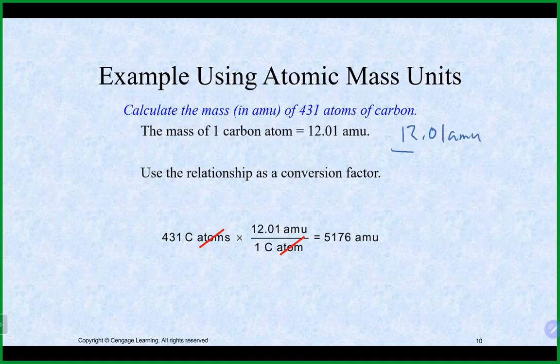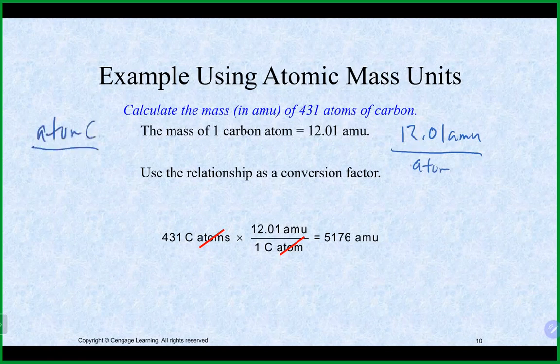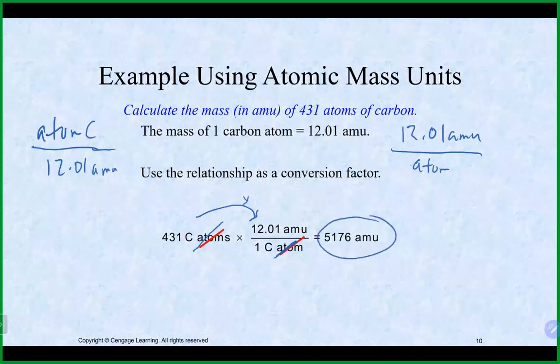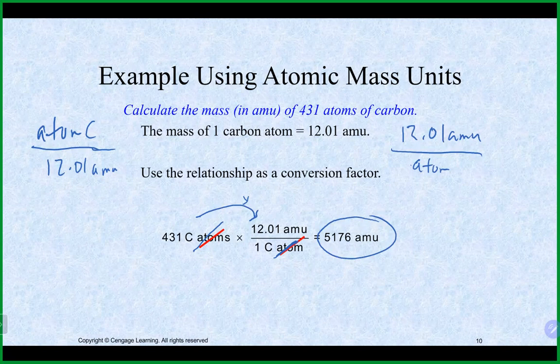So we could say there are 12.01 AMU in an atom of carbon, or we could say in an atom of carbon, there are 12.01 AMU. So we really could use it as a conversion factor, and that's what we did here. We took the 431 carbon atoms, we put atoms of carbon on the bottom so they cancel. We multiplied the top, and we end up with 5176 AMU as the mass of 431 carbons. And obviously you could use the conversion on the other page if you want to know how many grams that was, kind of going a long way around it.